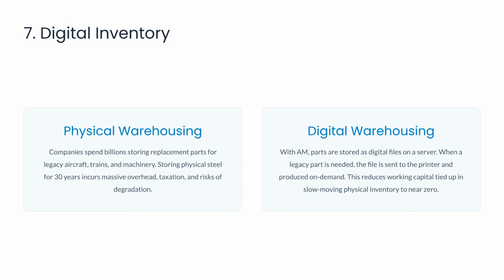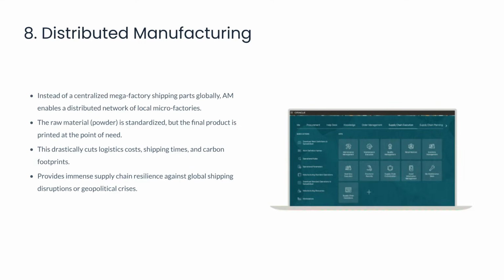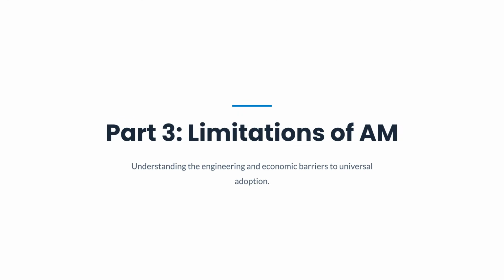Additive manufacturing also enables digital inventory. Instead of warehousing physical parts for decades, firms can store digital files and print components on demand, reducing working capital to nearly zero. Finally, this technology enables distributed manufacturing. By using networks of local microfactories, companies can print at the point of need, drastically cutting logistics costs and creating resilient supply chains. Now that we have covered the advantages, we must address the limitations of additive manufacturing and the engineering and economic barriers to its universal adoption.